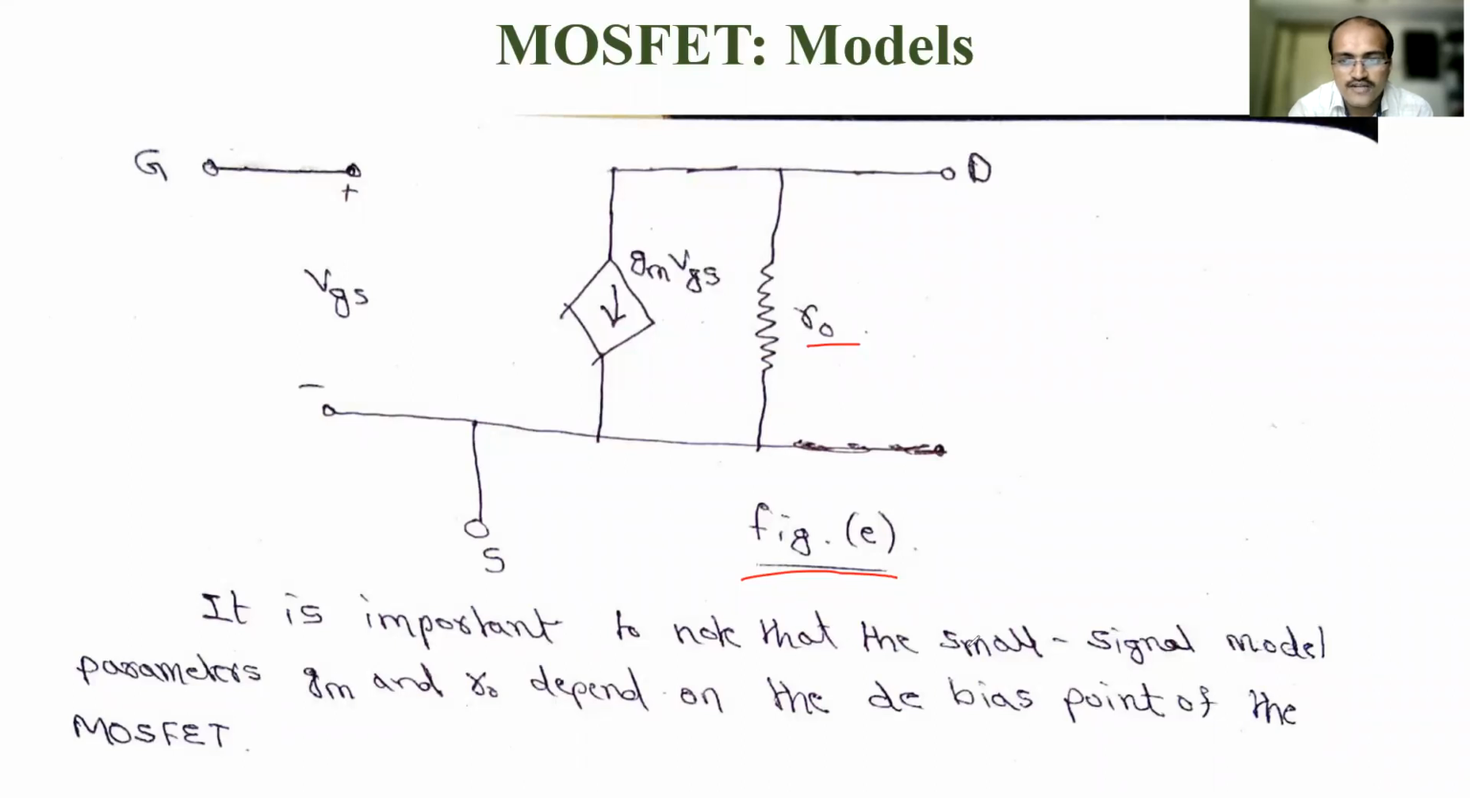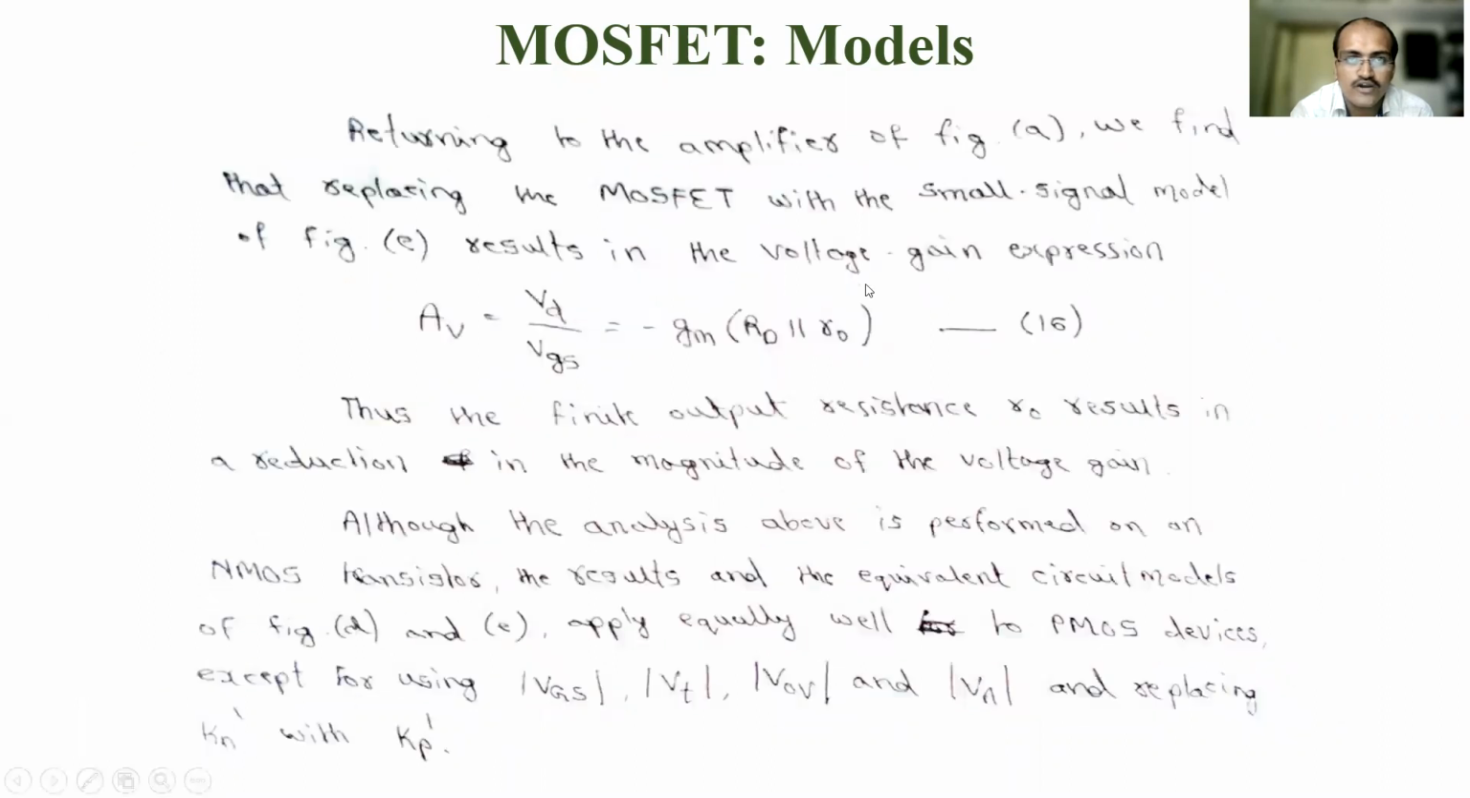It is important to note that the small signal model parameters are GM and R0. VGS is the input voltage, and GM and R0 depend on the DC bias point of the MOSFET. Why does it depend on the DC bias point? Because the GM calculation includes the drain current. Even the R0 calculation includes the drain current, VA by ID, right? So that's why the DC bias point is very important. Okay, so this is about the MOSFET models.